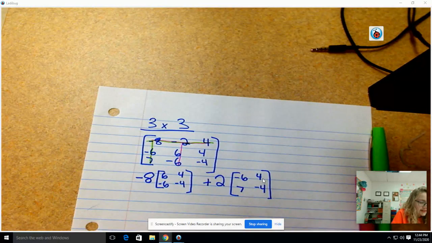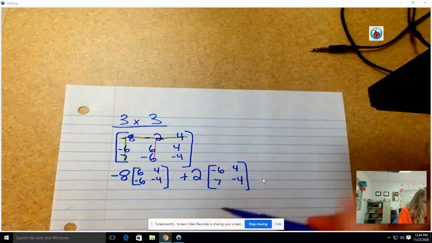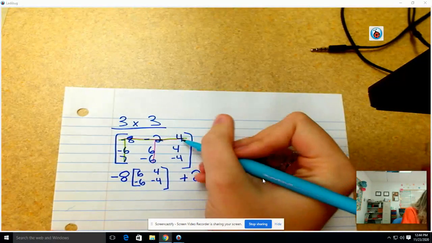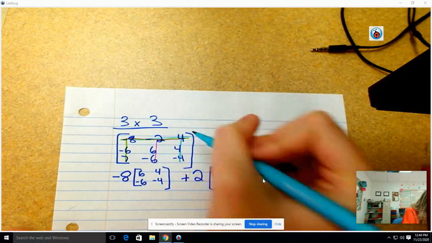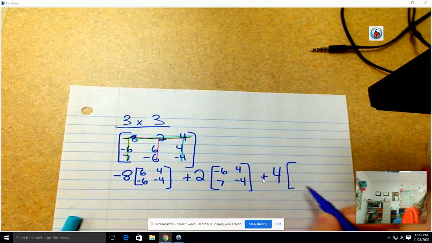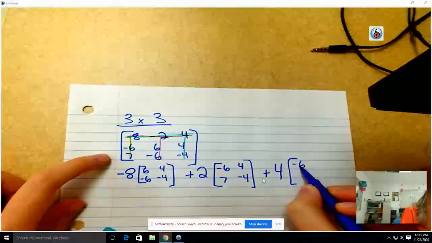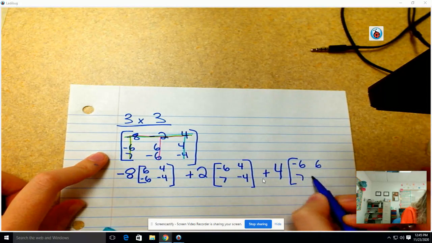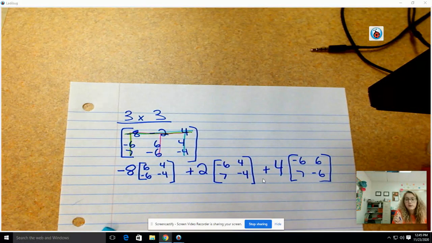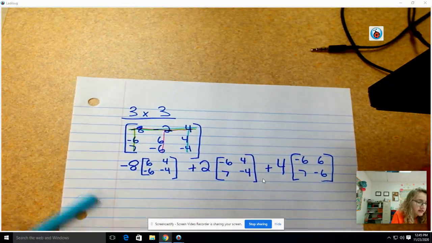Okay. And then lastly, we have a 4. That sign can stay the same. So +4. We're going to mark out this column and that row. And then our matrix is going to be what's left over. So it's going to be -6, 6, 7, -6. I know that is confusing. Please go back, rewind, and listen to me explain that again.